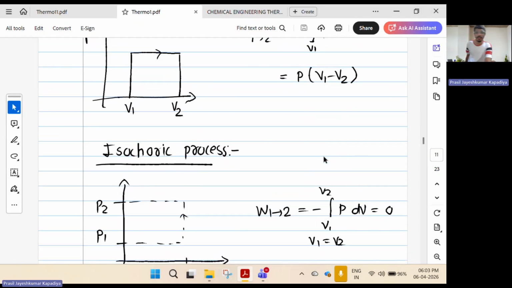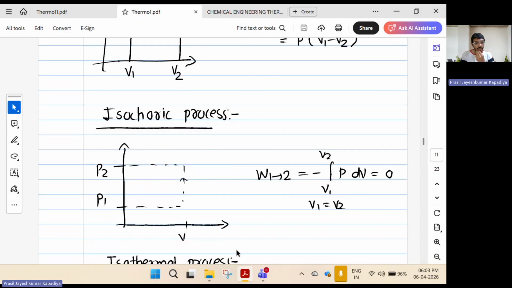Similarly, we have learned this for isochoric process. So what does isochoric process mean? Choric meaning constant volume. So let's say at constant volume V, I am going from pressure P1 to pressure P2. So work done will be minus P dV. So V is remaining constant, so this integration is going to be 0. So in case of isochoric process, work is equal to 0. There is no work done on the system or by the system. So W is equal to 0.